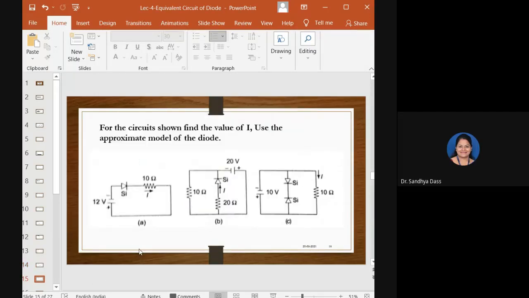All right. There are three circuits here. For the circuit shown, find the value of I. Use the approximate model of the diode.